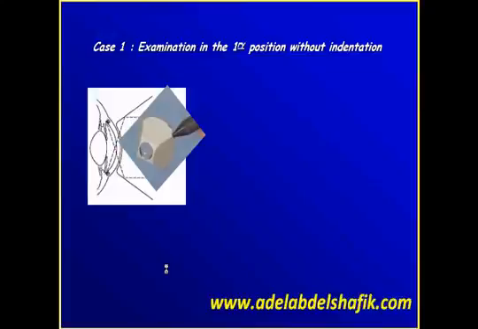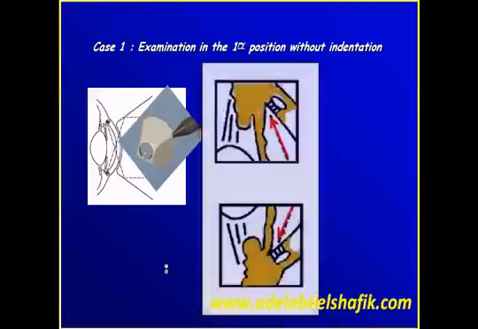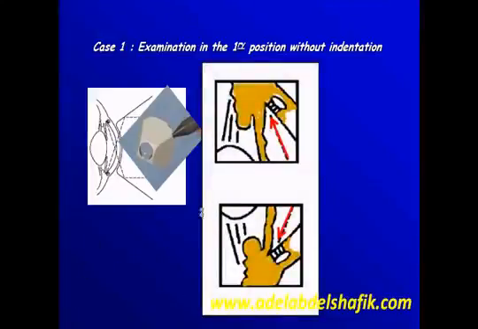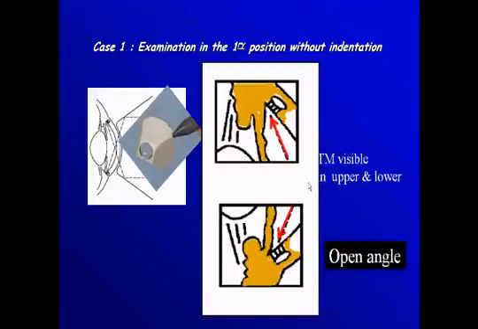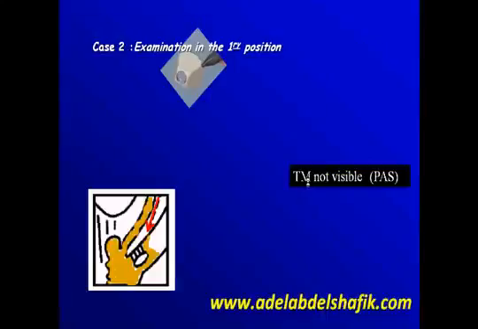In this case, we start by asking the patient to look straight ahead. This is the primary position, and we use the Posner lens without any indentation. And as you can see, in the upper half and in the lower half, the trabecular meshwork is visible. So this is the case of an open angle. Now, another case.